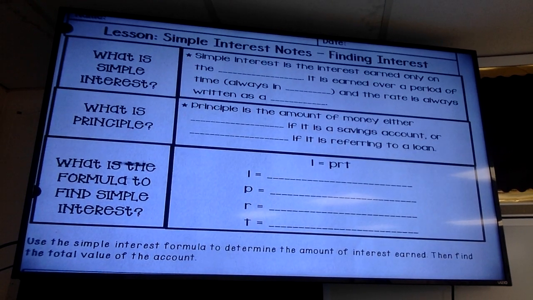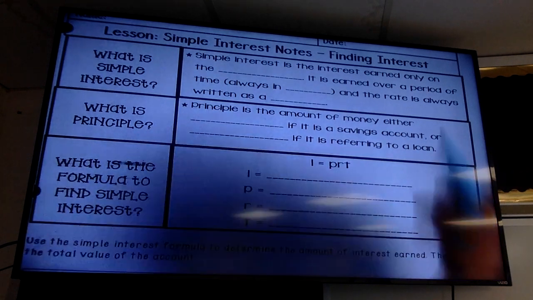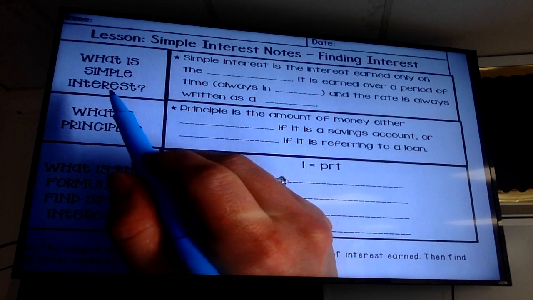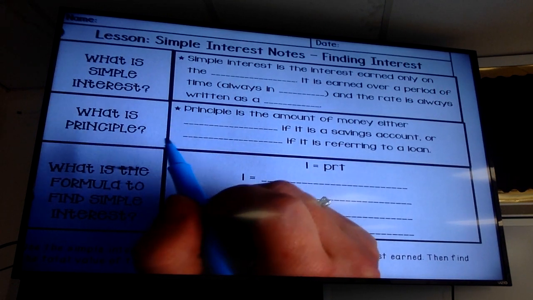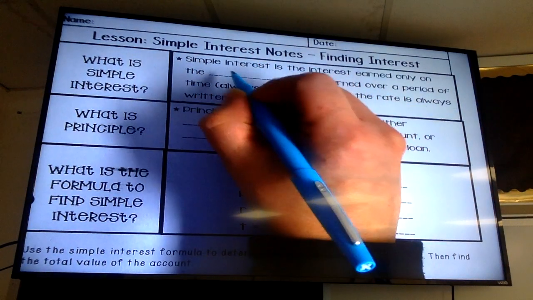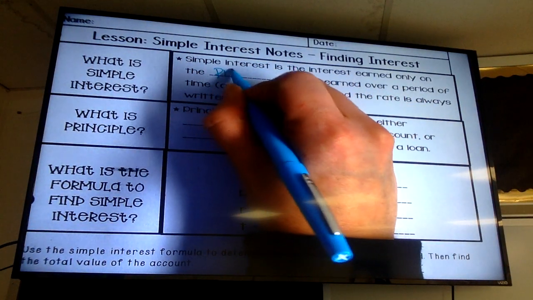Okay, these are your notes on simple interest. So simple interest is going to take us 2 days to cover. This is our first day of notes, and today all we're doing is learning how to find just the interest. So first of all, what is simple interest? Simple interest is the interest earned only on the principal.